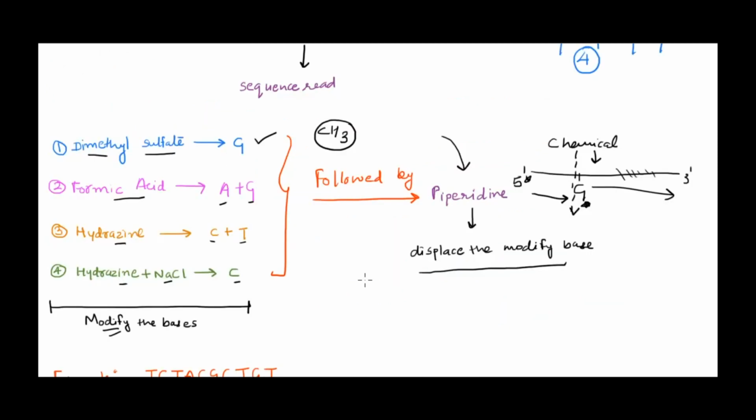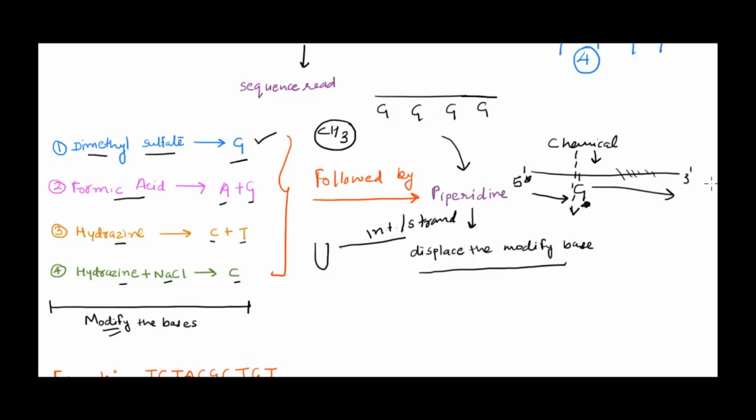Before we go ahead, let's take an example and understand exactly how these chemicals work. One important point is that the chemical concentration and condition of the tube is adjusted in such a way that it can act on only one nucleotide per strand. Okay, this is important.